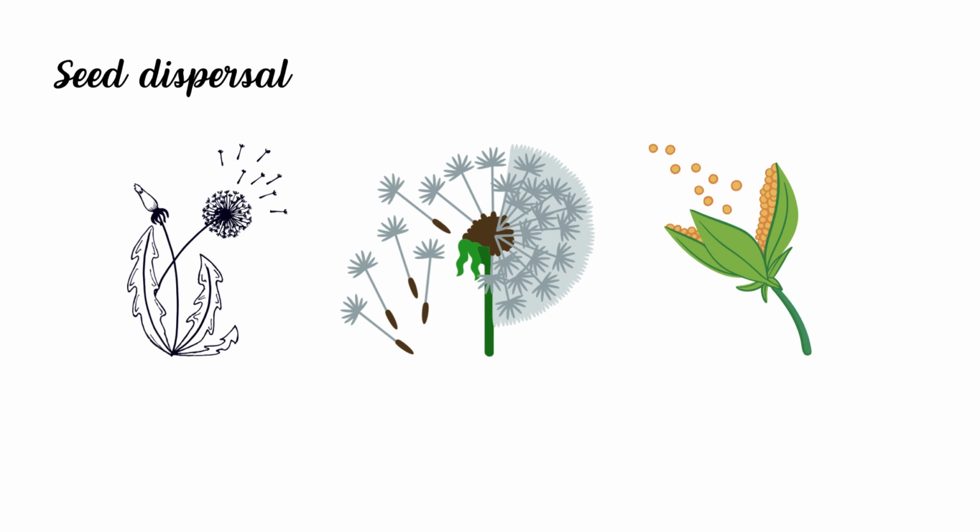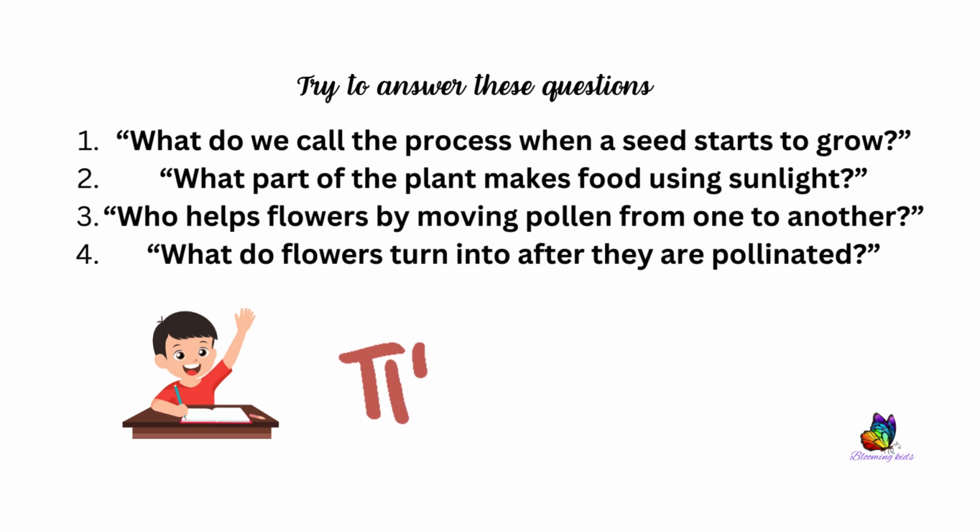And that's the amazing life cycle of plants. From a tiny seed to a big plant, and back to seeds again. Now you know how plants grow and make new plants.